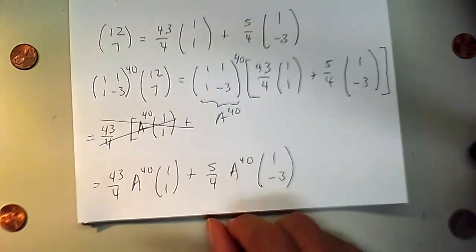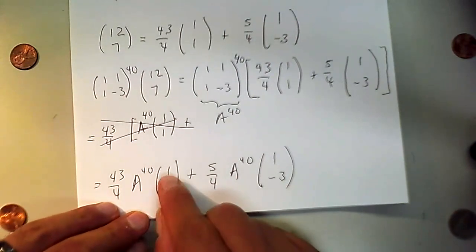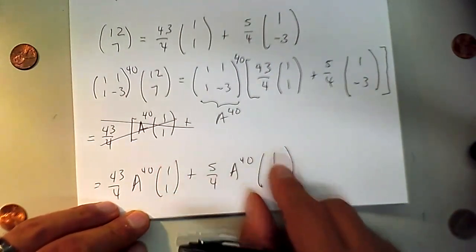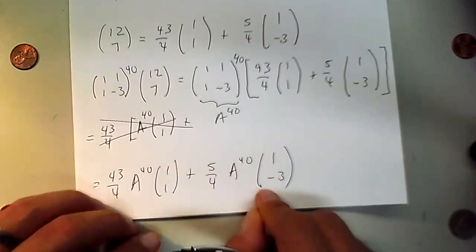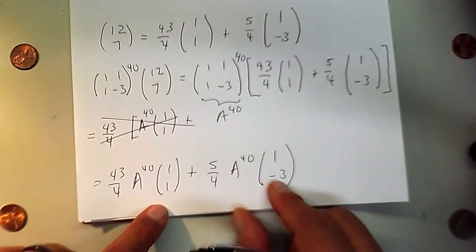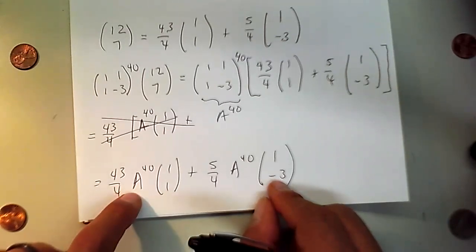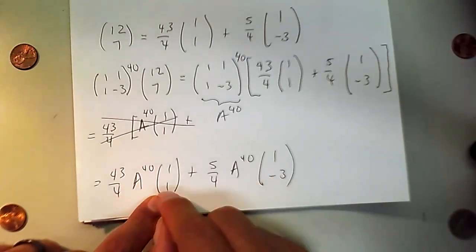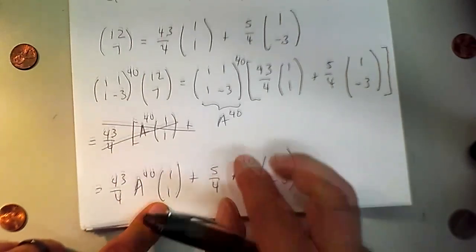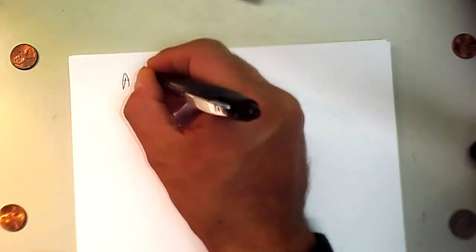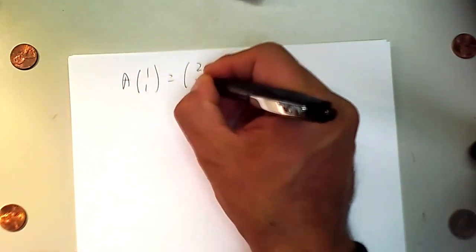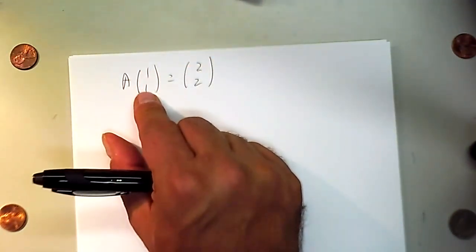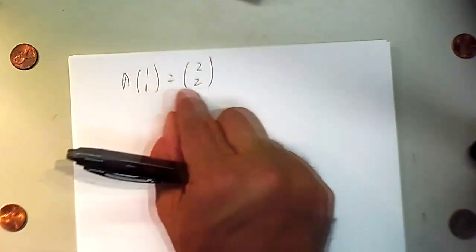But here's the part that is really, really exciting, I think. This is an eigenvector, and so is this. Those are eigenvectors. And consequently, when we multiply the matrix by the eigenvectors, we end up with the eigenvalue multiplied with the eigenvector. Let's recall something. We're going to continue with this equation, but I want to remind you of something. What is A of 1, 1? We already know that. It is 2, 2, because this is an eigenvector corresponding to the eigenvalue 2. So what it does is multiply it by 2.